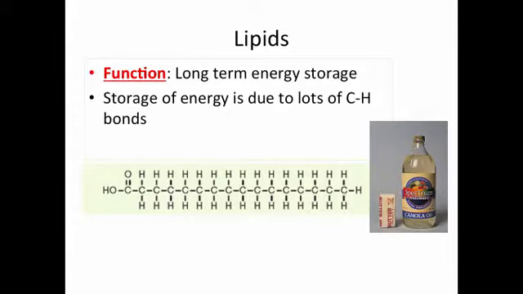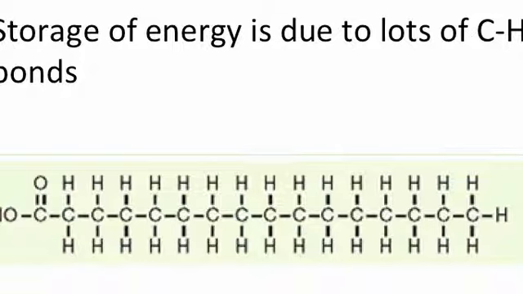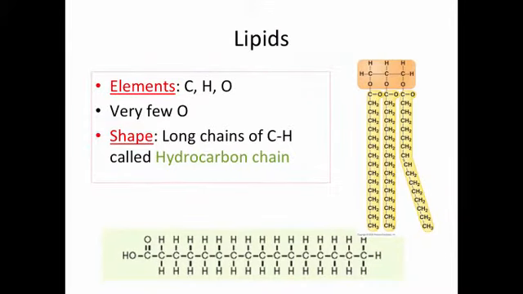Storage comes from, if you look at the diagram down below, all of these carbon to hydrogen bonds. There's long chains of carbon and hydrogen bonds throughout the lipid molecules. We call those a hydrocarbon, and that's where we get a lot of this energy. The elements that make up lipids are carbon, hydrogen, and oxygen.